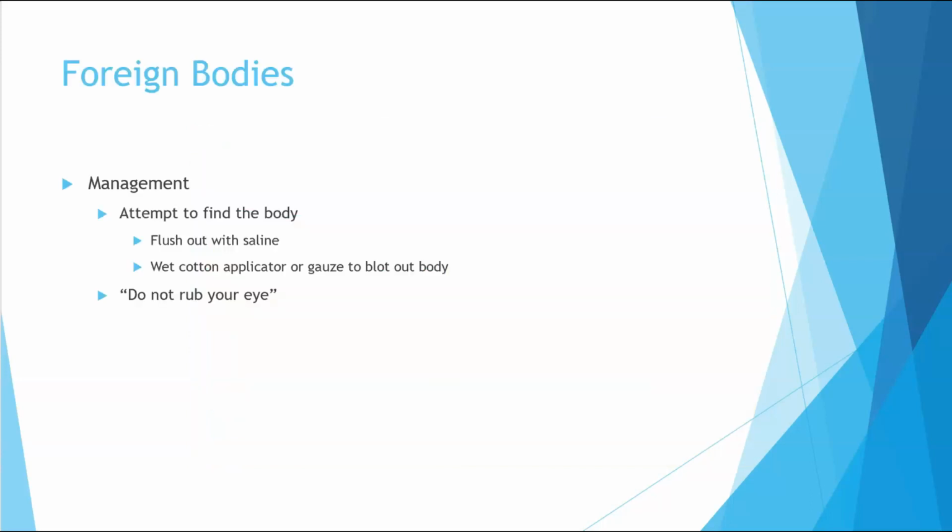Okay, foreign bodies in the eye. So if there are foreign bodies like eyelash, grass, turf, rubber pellet pieces of turf, first we're going to try and flush out with saline. If that's not helping, you can get a wet cotton applicator to kind of blot out the body. But we want to make sure that we're not encouraging them to rub their eye. If they have a foreign body trapped underneath the eyelid, and all of a sudden they're rubbing it, they run the risk of potentially scratching any different part of the globe. So we want to prevent them from doing that.